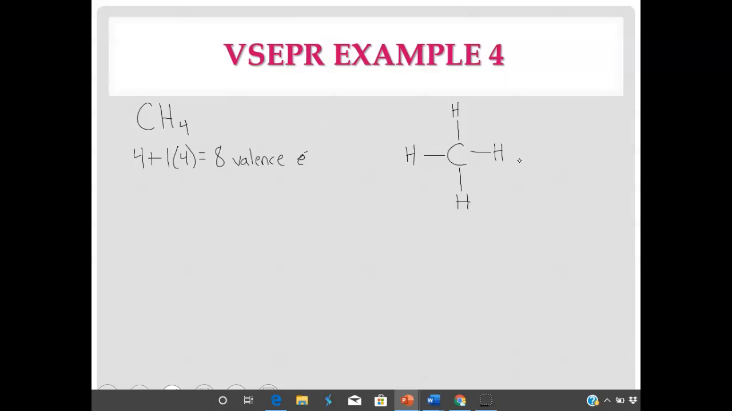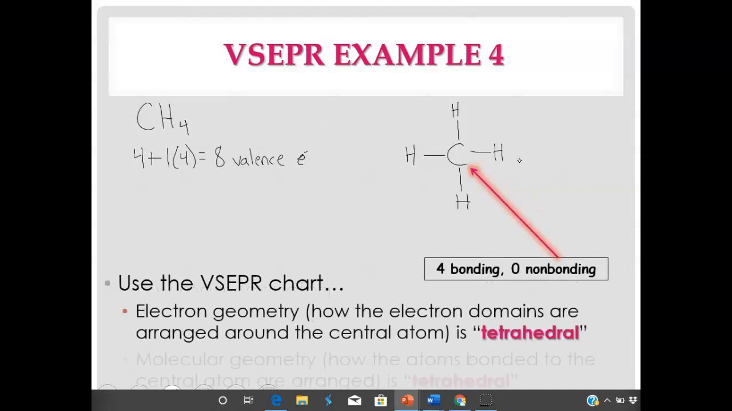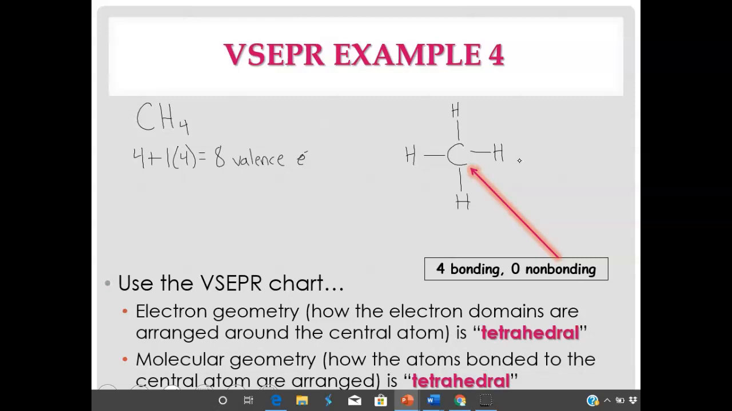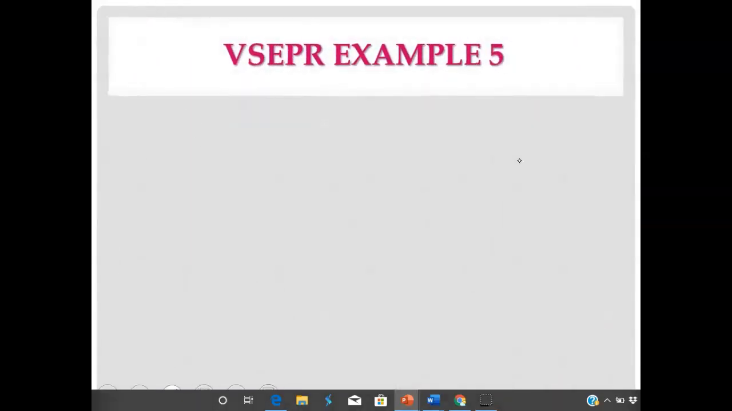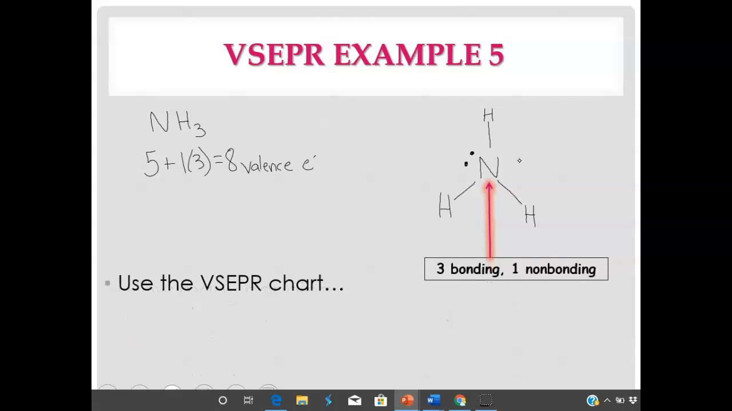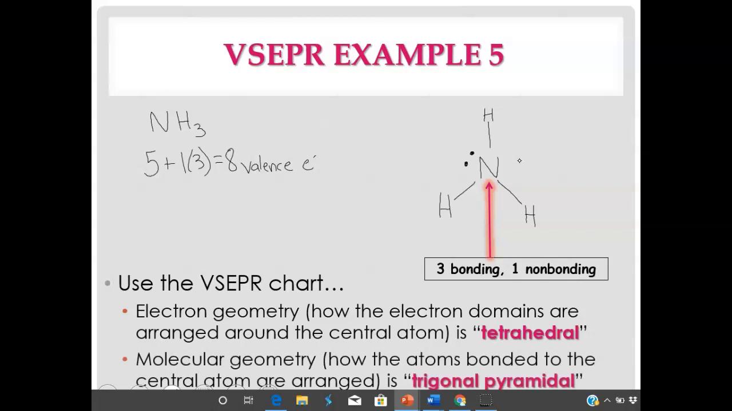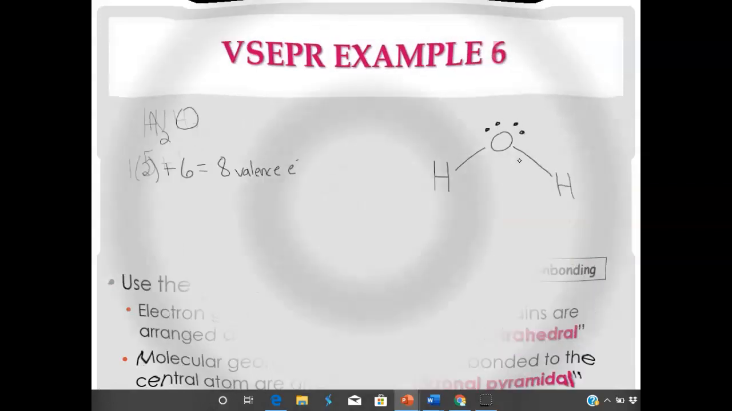CH4 has 8 valence electrons. There are 4 bonding domains, and so 0 non-bonding, and so we're going to have a tetrahedral, which is also molecular geometry is tetrahedral. NH3. You have 3 bonding pairs, 1 non-bonding pair. So you're going to have a tetrahedral. However, the molecular geometry is going to be trigonal pyramidal because it's going to kind of form a pyramid shape to it.